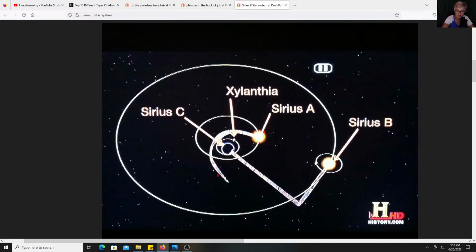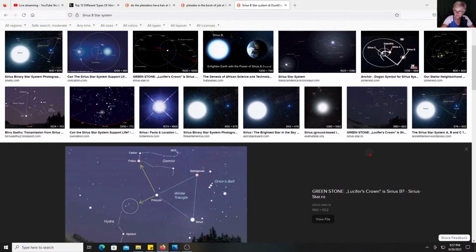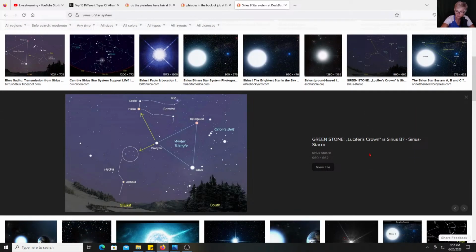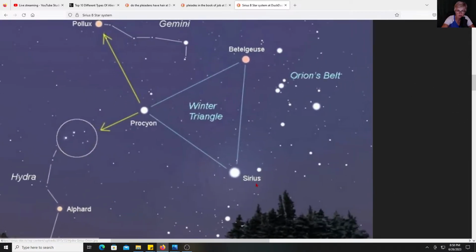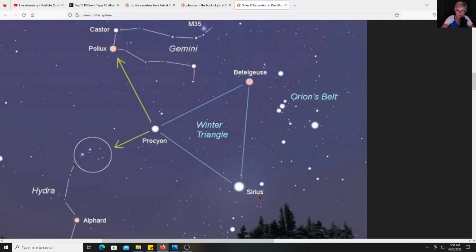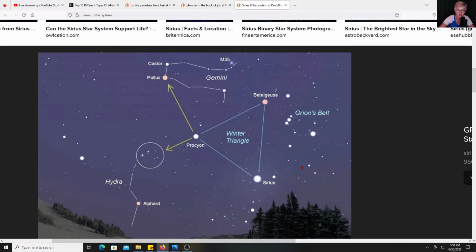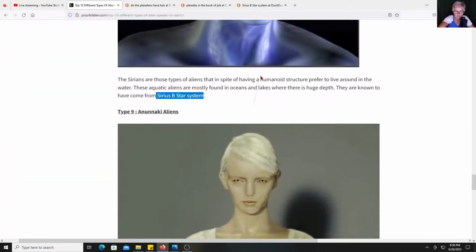Okay, that looks like it's really old. You can look at it right here. Sirius, the Hydra, Orion's Belt, Gemini. There's Sirius right down here. Betelgeuse, Orion's Belt, 1, 2, 3. Okay, we got it. Gemini. Okay, we've got that. Let's put it back here. So that's where they came from. And we got another one.